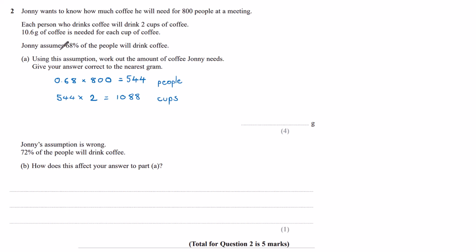10.6 grams of coffee is needed for each cup. So I need to do my 1088 cups times 10.6. And again, on a calculator, that gives me 11,532.8 grams. And so that's the grammage of coffee. Not sure that's a correct term.